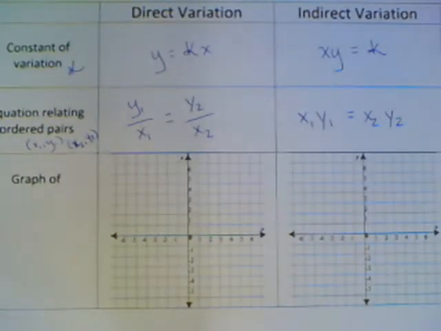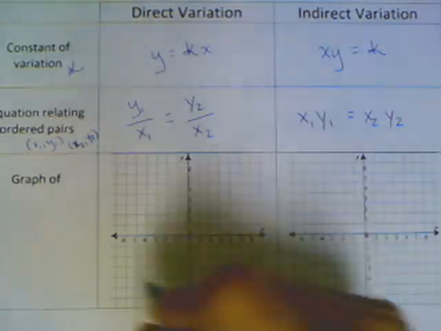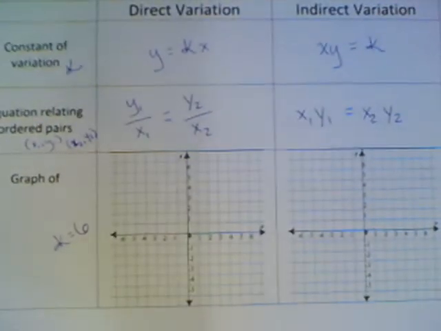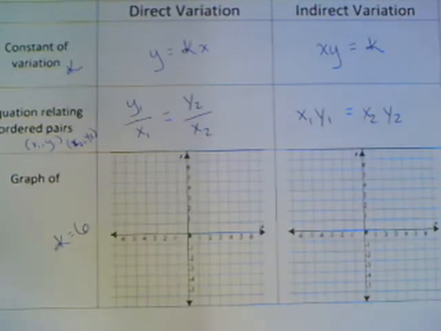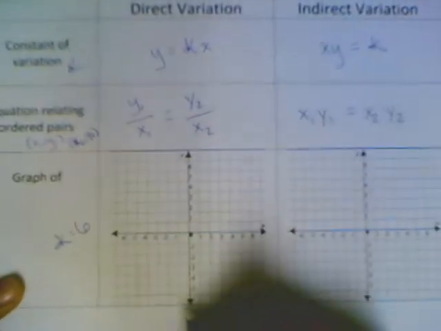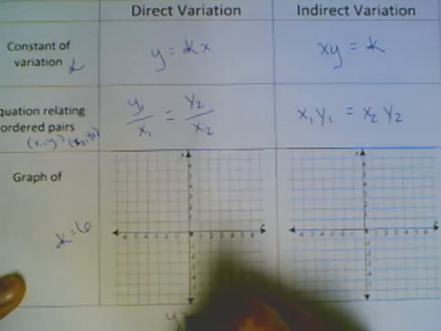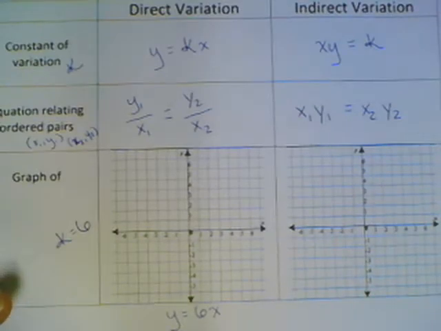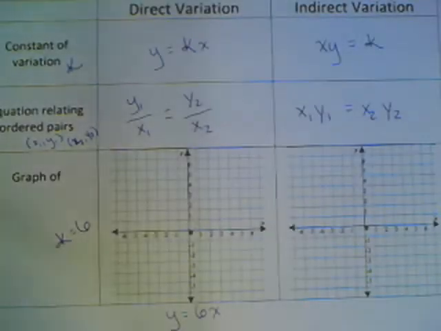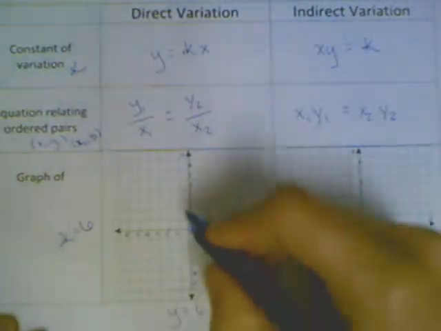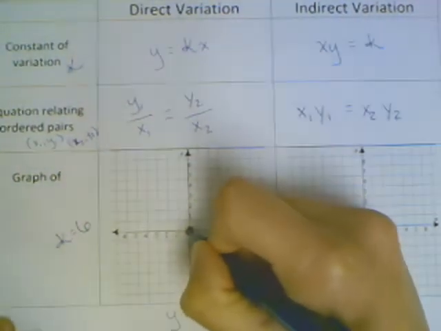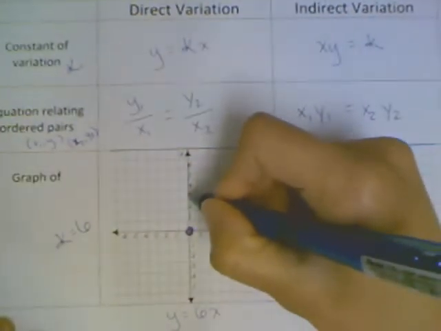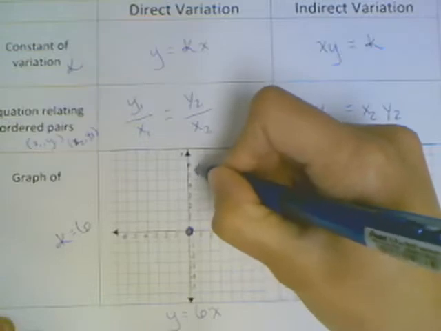Let's compare also the graphs of direct versus indirect variation. So let's make the constant k be 6. So the constant of variation is going to be 6. For direct variation, that means we want to graph the equation y equals 6x. This is a relatively easy equation to graph because the y-intercept is 0. So I can put a dot at 0. And my slope is 6. So 1, 2, 3, 4, 5, 6 over 1.